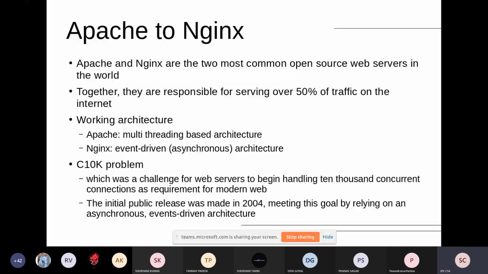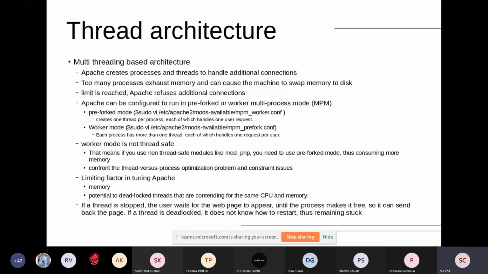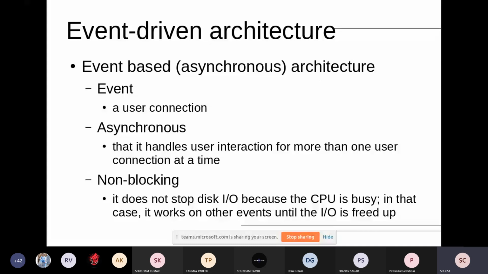Only these two, right? Now, the working architecture of Apache and Nginx is a little different. Apache works on a multi-threading based architecture, while Nginx works on an event-driven asynchronous architecture, solving the C10K problem. If you want to go into detail of thread-based architecture and event-based architecture, I've jotted it down. I'll share the slides. You could go through them.